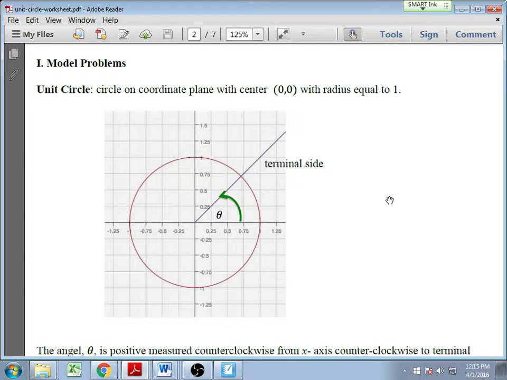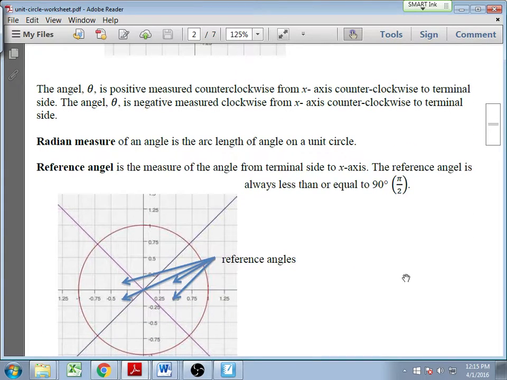The angle that we work with, we call theta. This is the Greek symbol theta. That's what we start to use for angle names. So angle theta is positive measured counterclockwise from the x-axis to the terminal side. Where my angle ends is my terminal side. So that blue line that Jacob was referencing is the terminal side.